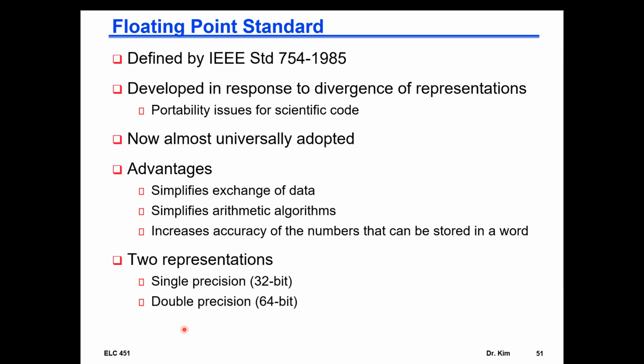And we'll talk about that some more later on. So this IEEE standard for floating point format is basically everybody uses it. So you need to know it and be aware of it because when something is standardized, there are clear advantages: it simplifies the exchange of data, simplifies the arithmetic of algorithms because now you can represent, as I mentioned, very small numbers as well as very large numbers, and that increases the accuracy.